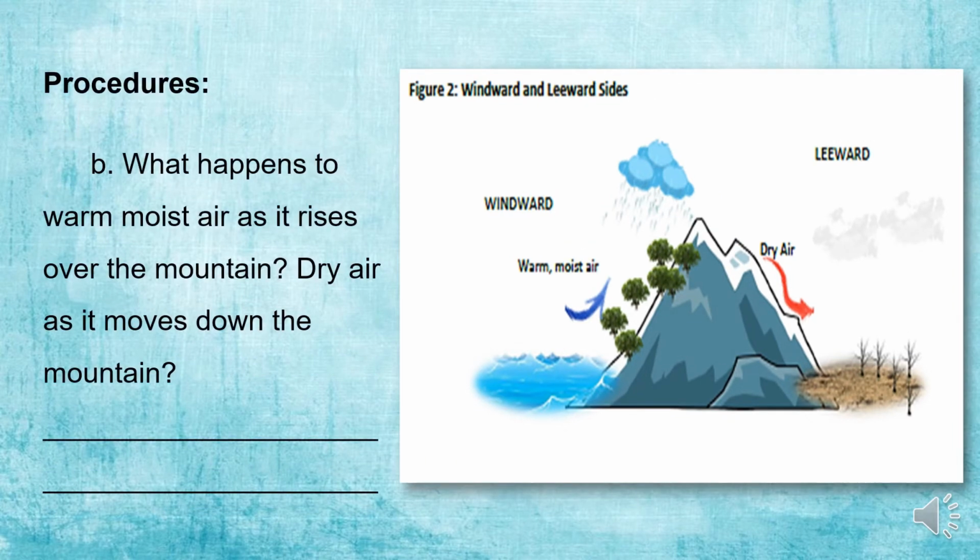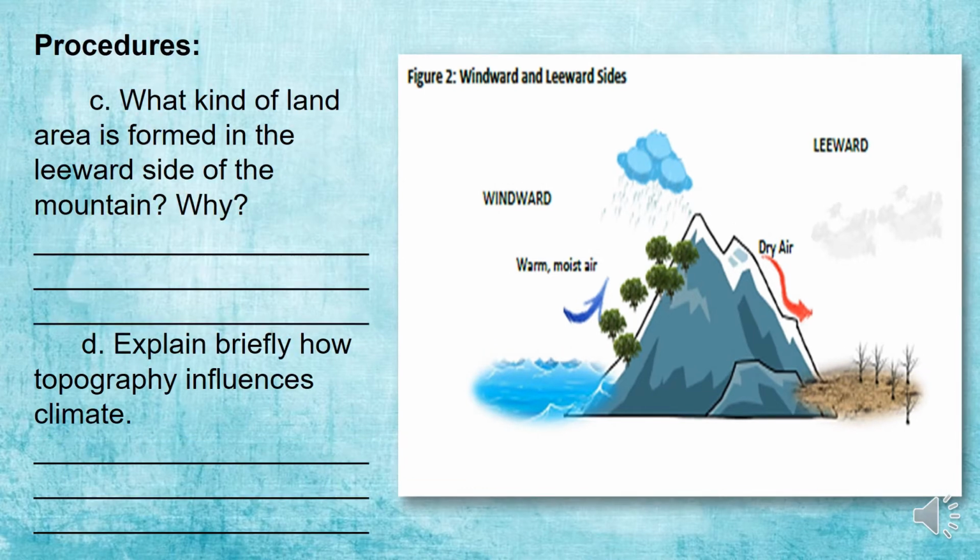B. What happens to warm moist air as it rises over the mountain? Dry air as it moves down the mountain. C. What kind of land area is formed on the leeward side of the mountain? Why? D. Explain briefly how topography influences climate. Learners, you may pause this video for a while as you accomplish the task.